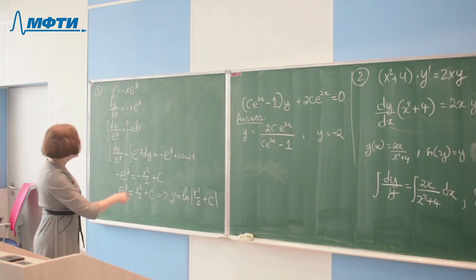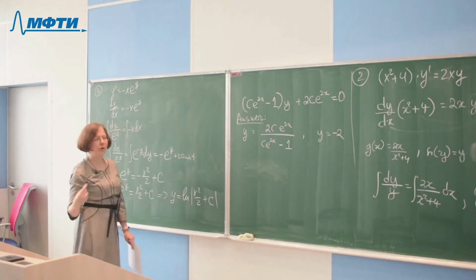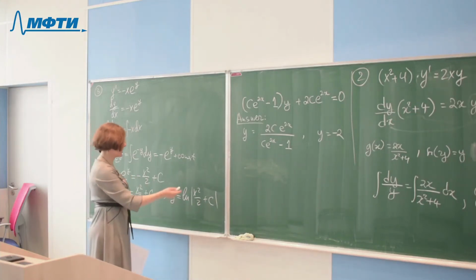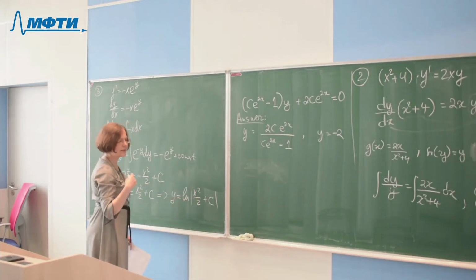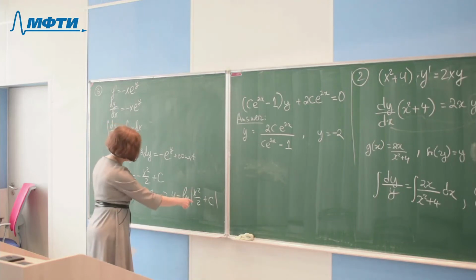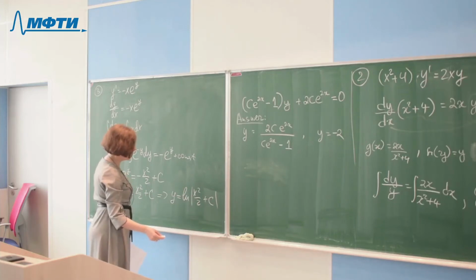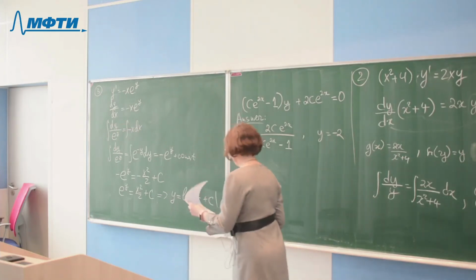Okay. If c is positive, then this function is defined for all possible x's, right? If c is negative, then this function is defined only on an interval where x squared half is greater than the absolute value of c. Okay, but this is a solution.